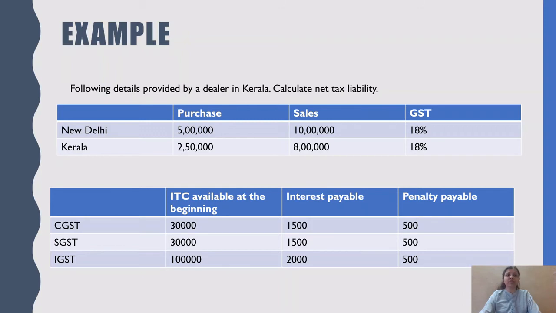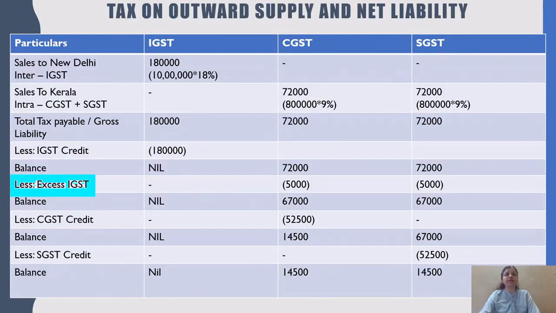However, we have got a single tax rate, so again we will divide it into two. We will divide it equally between CGST and SGST. So 18% divided by 2, that is 9% under CGST and 9% under SGST. The value of supply is 8 lakhs. On that we will calculate 9% CGST and 9% SGST. So 72,000 is payable under CGST and 72,000 is payable under SGST.